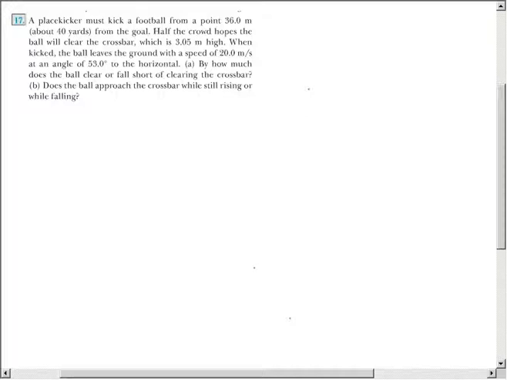If you ask, does the ball approach the crossbar while still rising or falling, that is correct. However, I rephrased it a little differently. Is the particle's maximum height before or after the 36 meter point? Why does rephrasing it this way help? Pause the tape or pause the video and answer the question.